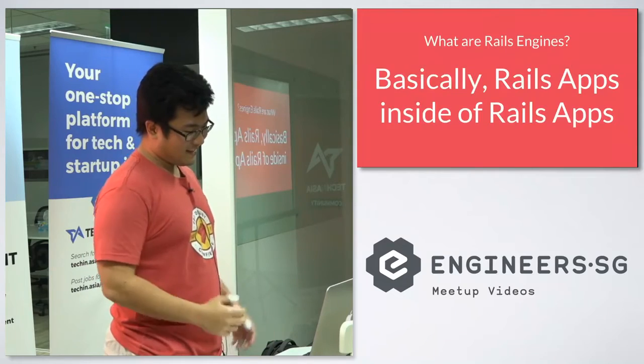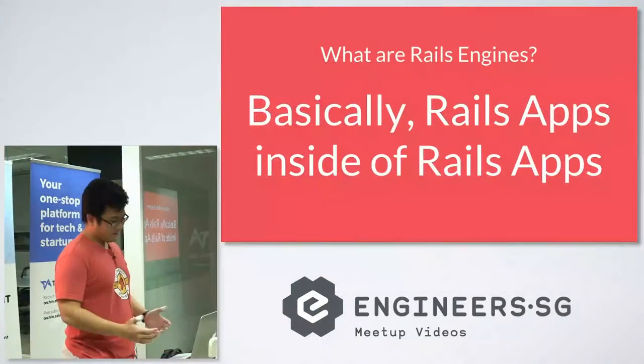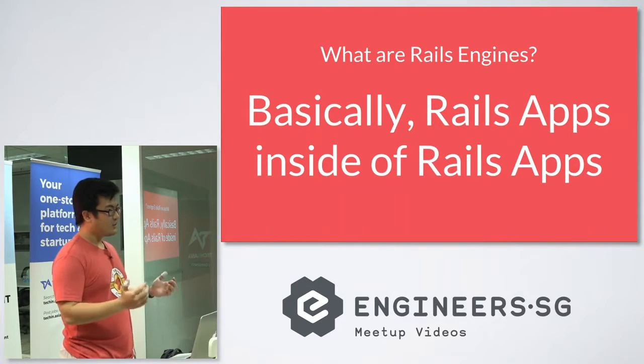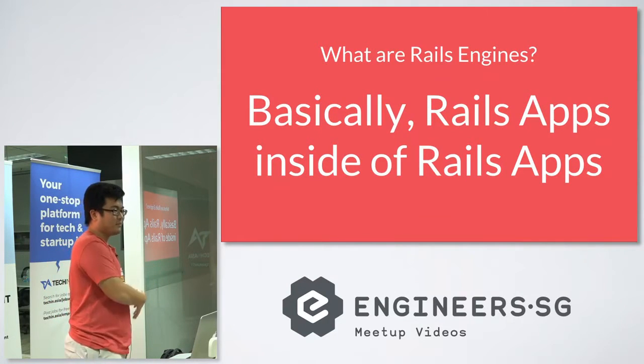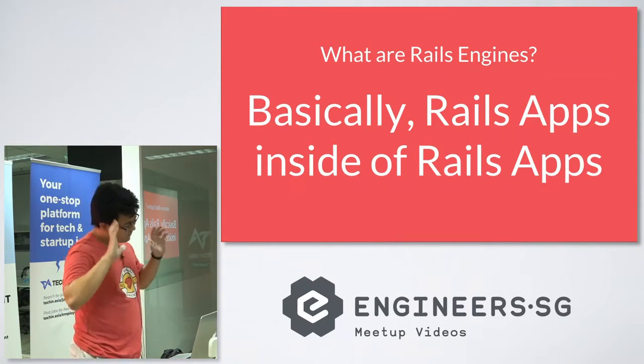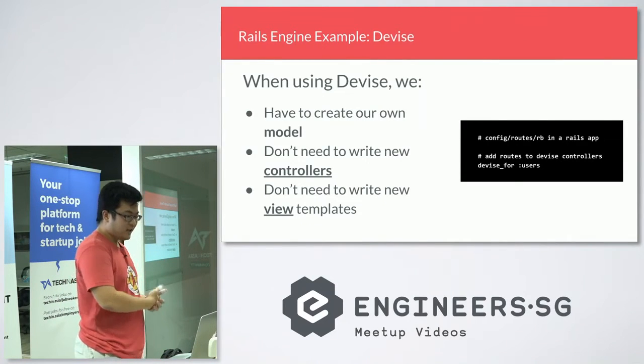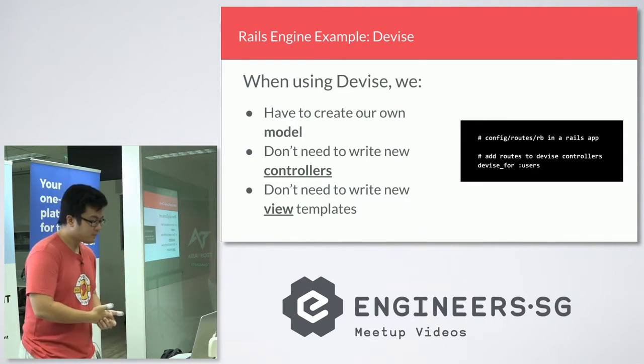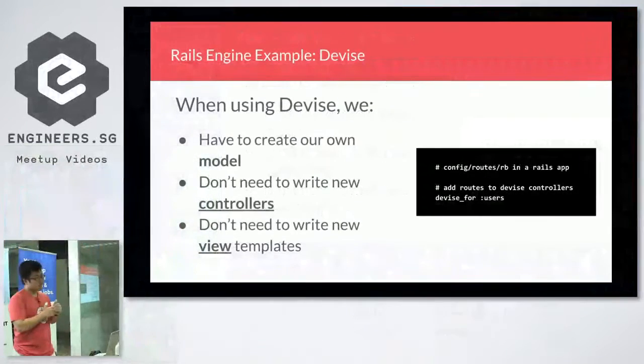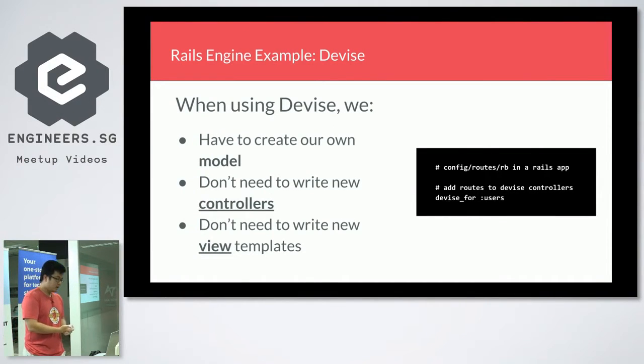So to answer this question in an easy way, a Rails engine is a Rails app that you put inside another Rails app. On a very high level, basic idea. To go a bit deeper as an example, Devise is actually, you can understand as a Rails engine. When you use Devise, you have to create a model, the user authenticated model, but you don't need to write the controllers, you don't need to write the views, it works, right? You can override the controllers and the views, but you don't have to create your own. All you have to do is just put this thing in your routes file and it's supposed to work. Right.